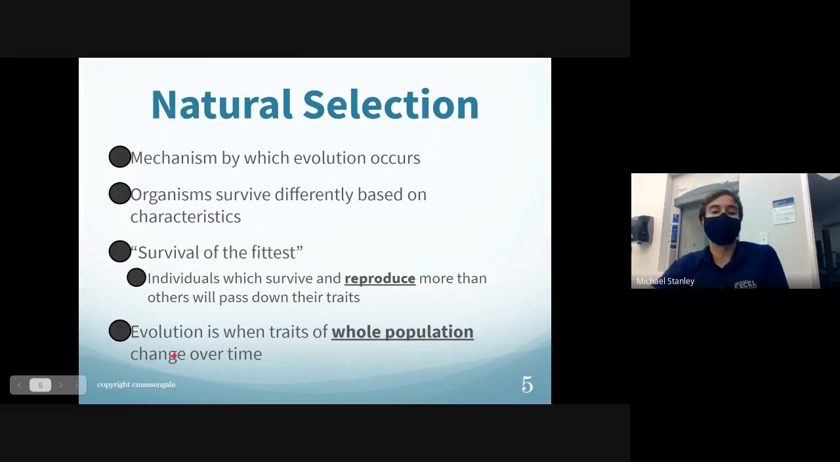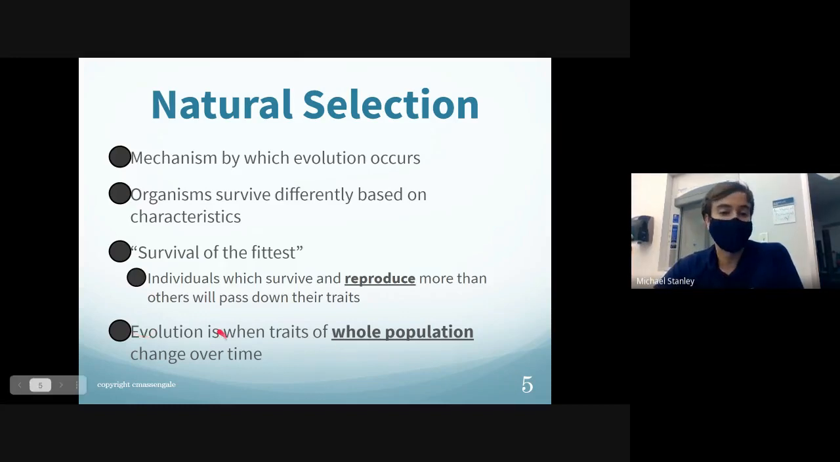that is what we would call evolution, is when the whole population changed from having medium beaks to, a couple hundred generations later, everybody had big beaks. So we had a different species now than what we started with before.